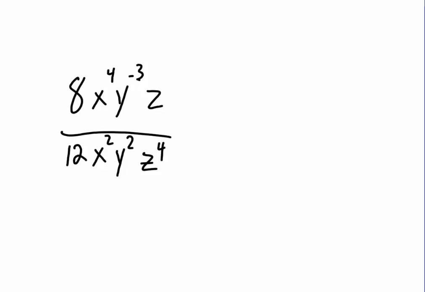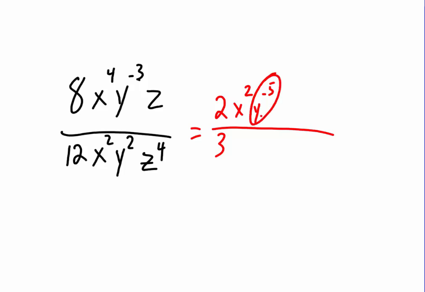All right, so here we go. Here's my fraction bar, reduce my numbers. 8 over 12 is 2/3 because 4 goes into both of those numbers. And then x to the fourth over x squared, 4 minus 2 is 2. And then y to the negative 3 and y squared. So let's see, negative 3 minus 2 is negative 5. So I can put a y to the negative 5 up here.